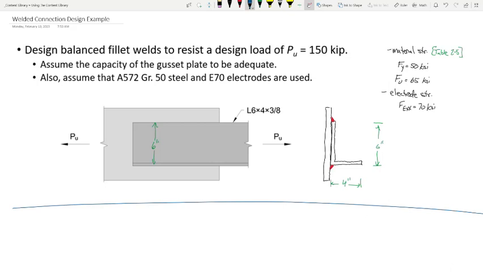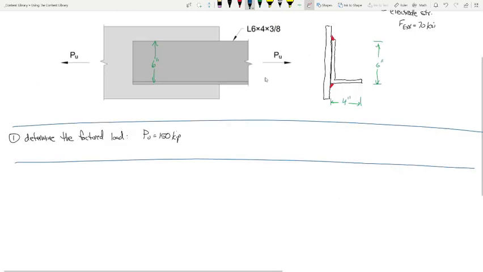Everybody good? Okay. Now, our step one is to determine the factored load, but we were given that, so that part's easy. Step two is to look at our weld limits. For the angle, I know that the thickness is 3/8, but I don't know the thickness of the plate. If I were to know the thickness of the plate, what I would be doing is looking up my minimum weld size based on the minimum thickness because of that heat sink effect.